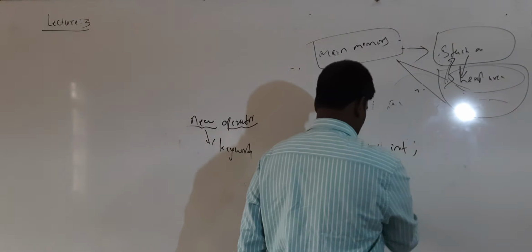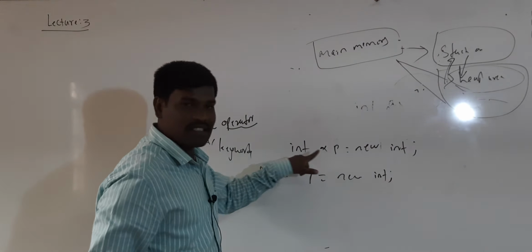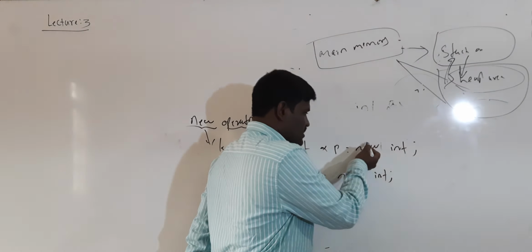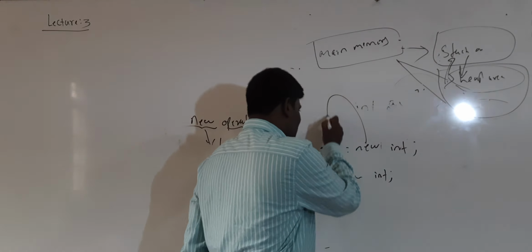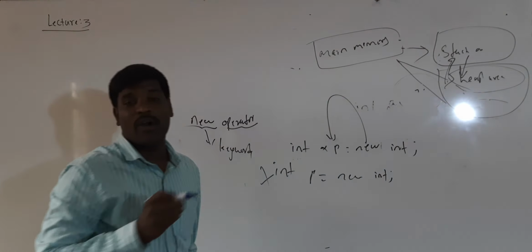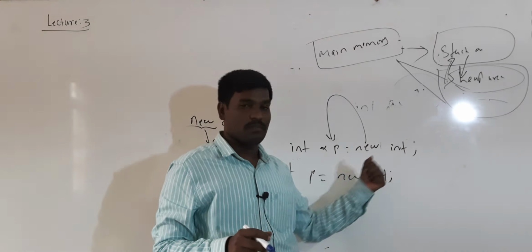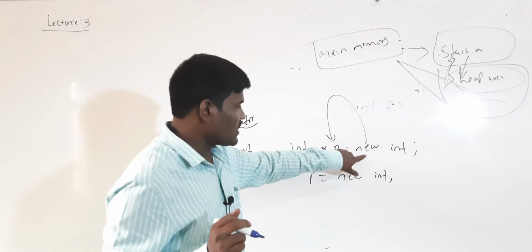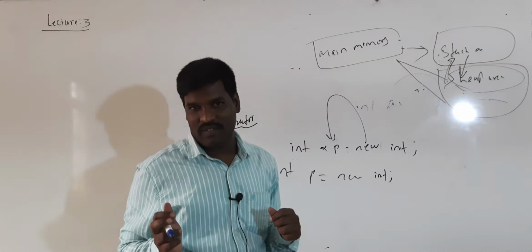Here we have to write the data type, not the variable. See here, int *p is a pointer variable. Here the new operator is used to allocate the memory for the pointer variable. So how much memory will be allocated? It is of int type. The size of the integer is 2 bytes. So here new operator will allocate 2 bytes for the pointer variable.